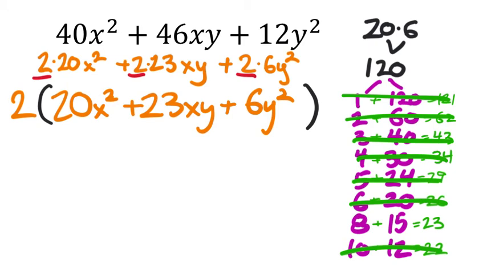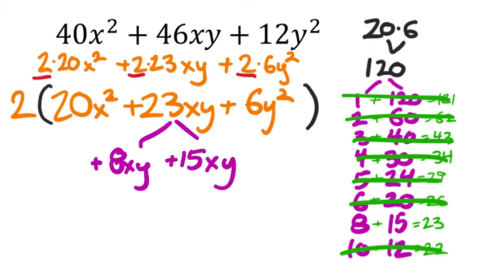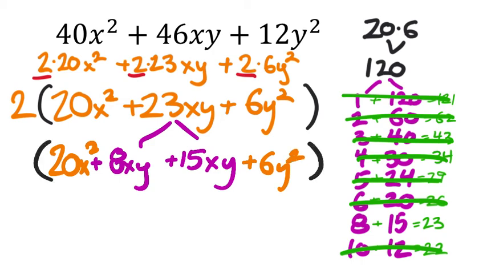So that means my middle term, 23xy, I will split into positive 8xy's and then also a positive 15xy's. Everything else stays the same, 20x squared, and then a positive 6y squared. This is still in parentheses, and we still have already pulled out that 2 there in the front. Okay? All right, now we're looking for factoring by grouping, which let's go ahead and start on that.